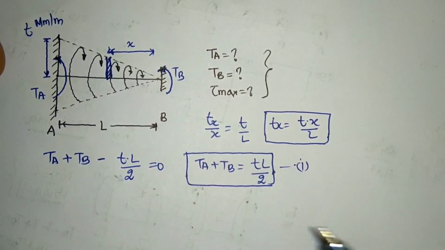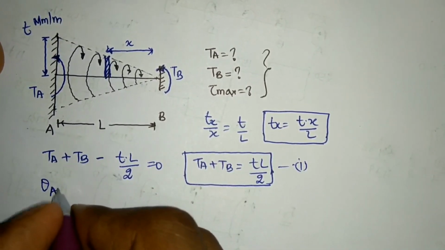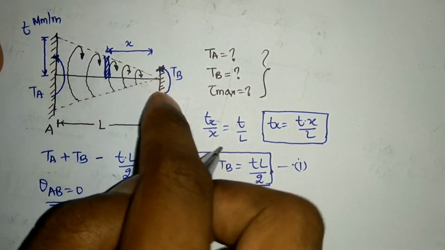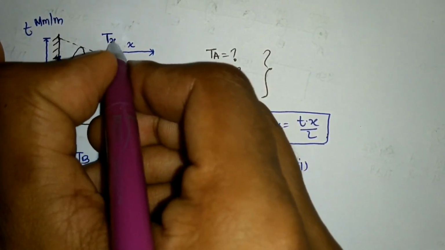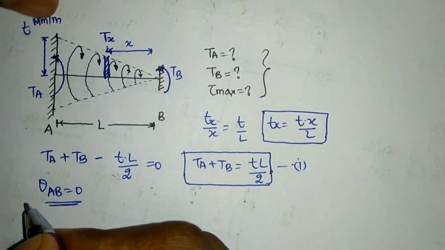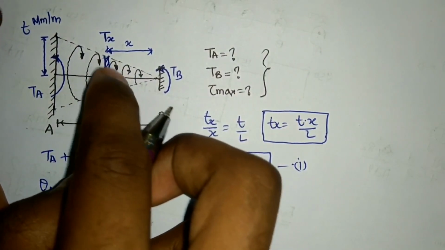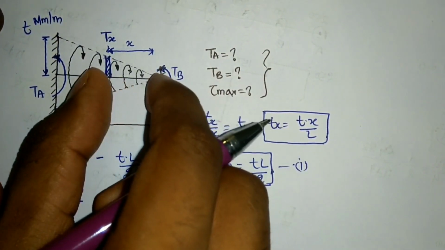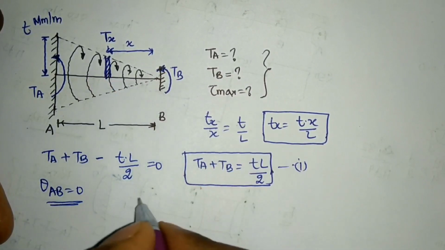I need to write another equation also, but in order to do that, I will need theta AB is equal to 0. Theta from this point to this point will be varying, based upon the torque value at any x. At whatever is the x, the value of torque will give me theta with respect to that element. So this Tx value, if I balance this much part only, that will be something like this.